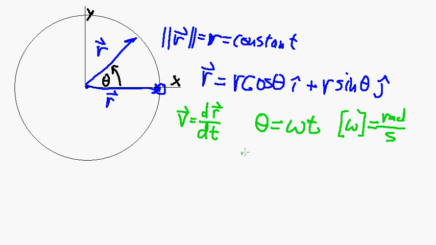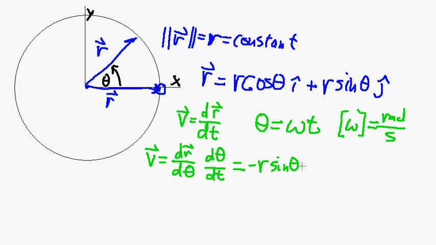Okay, so to find dr dt, which we can't do directly because we don't have r as a function of time, what we do instead is v equals dr d theta times d theta dt. Simple enough, right? So, what's dr d theta? Well, derivative of cosine theta is negative sine theta, right? So it's negative r sine theta, and that part was times i hat. The i hat and j hat are constants. They don't differentiate with respect to anything.